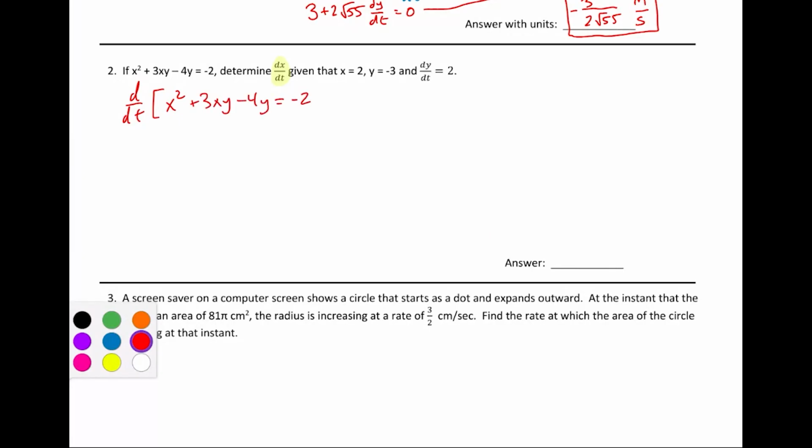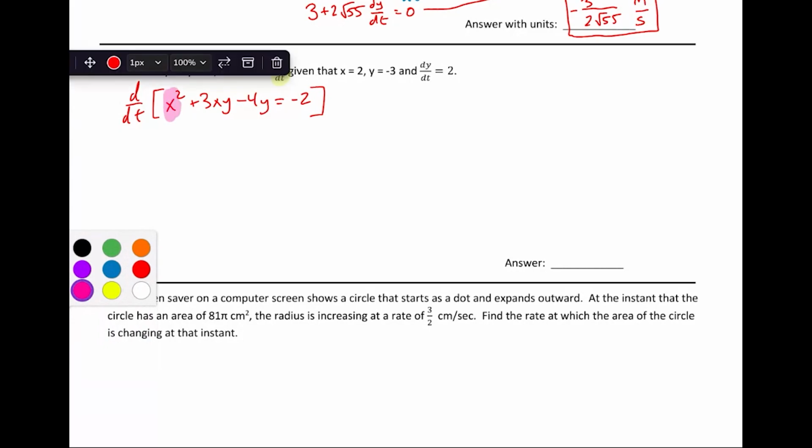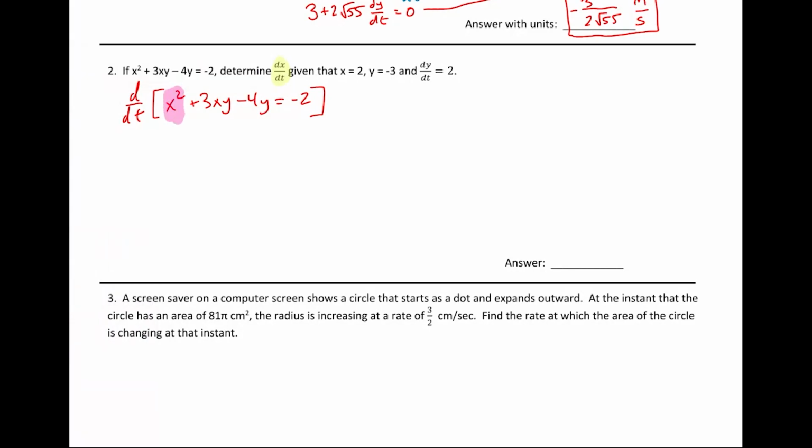I'll try to color code as we go so you can see what happens with each term. So first, we'll start with this x squared. We're going to differentiate that with respect to time. The derivative of x squared is just 2x. And then using the chain rule, we get dx dt, the derivative of x with respect to t.